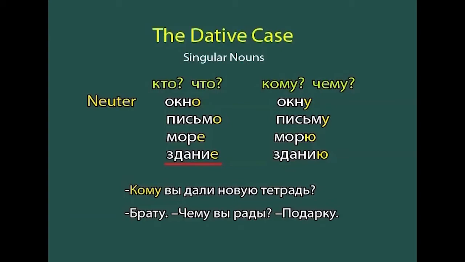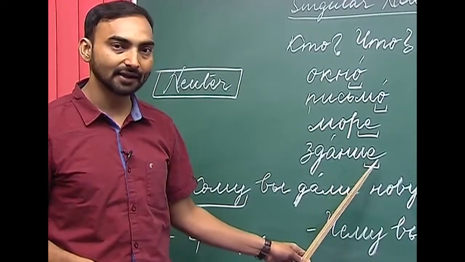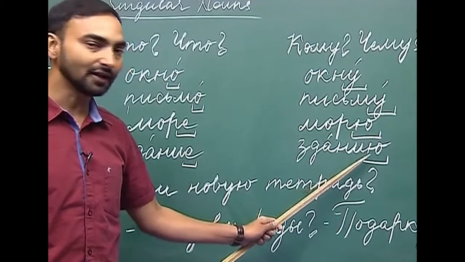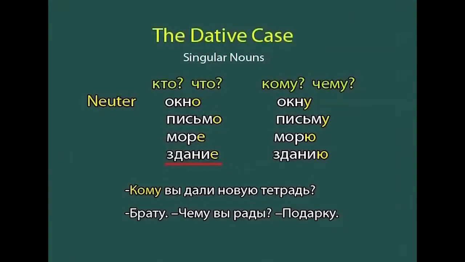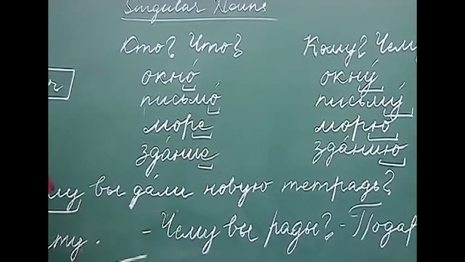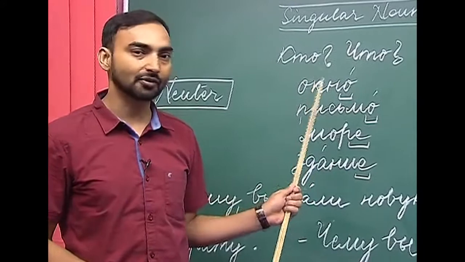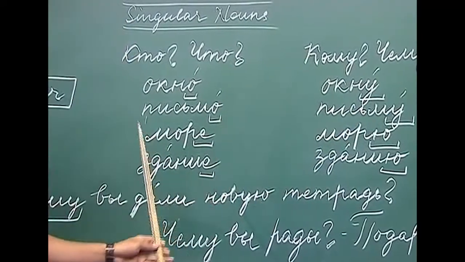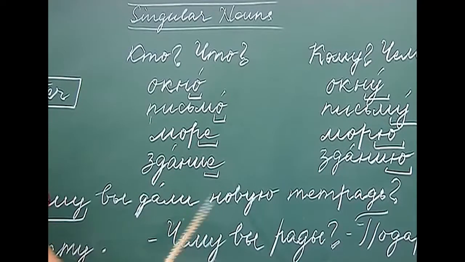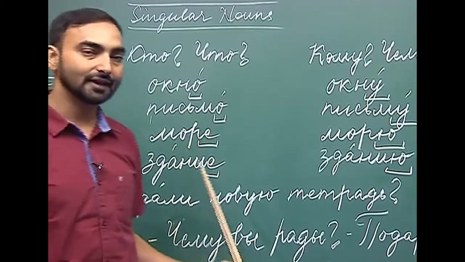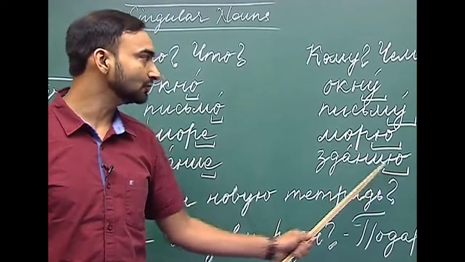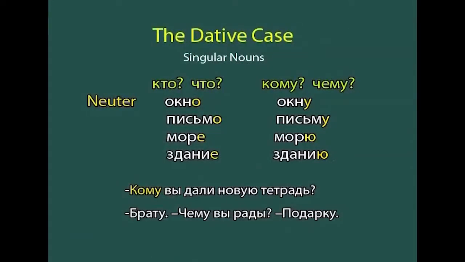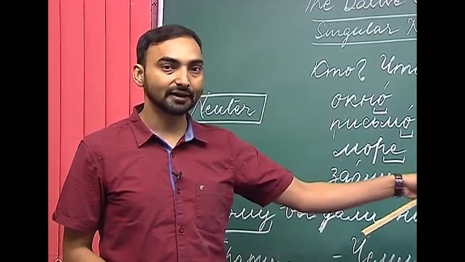Zdanie again has a soft ending which is ye at the end. So, we will replace the soft vowel ye with soft vowel u. Zdanie, zdaniu. Basically there are two endings, hard ending and soft ending. If we come across a hard ending neuter gender noun, it will change to u, and if the noun is soft ending, which ends with the soft vowel ye, then the soft vowel ye will be replaced with the soft vowel u. Aknu, pismo, pismu, more, mariu, zdanie, zdaniu. So these are the changes that we make with neuter gender nouns in the dative case.